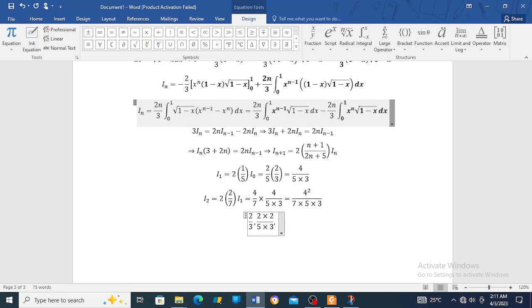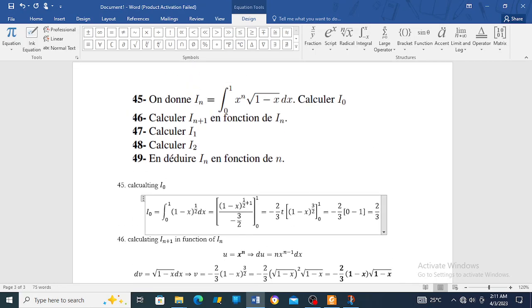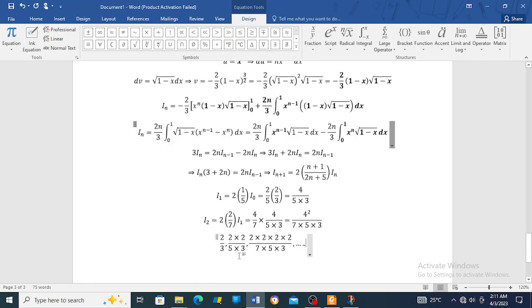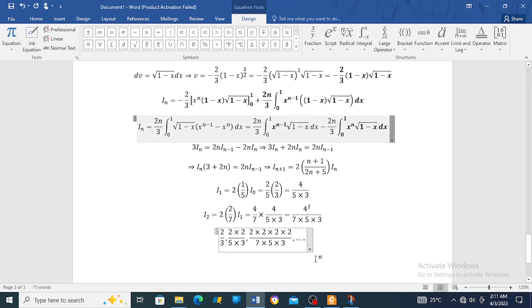Then the next term is 4 squared, which is 2 times 2, so 2 times 2 times 2 times 2 again. Then we divide it by 7 times 5 times 3, and so on and so forth. So what can we deduce about these terms? We see that this first guy here is for when n is equal to 0, comma, when n equal to 1, and when n equal to 2.